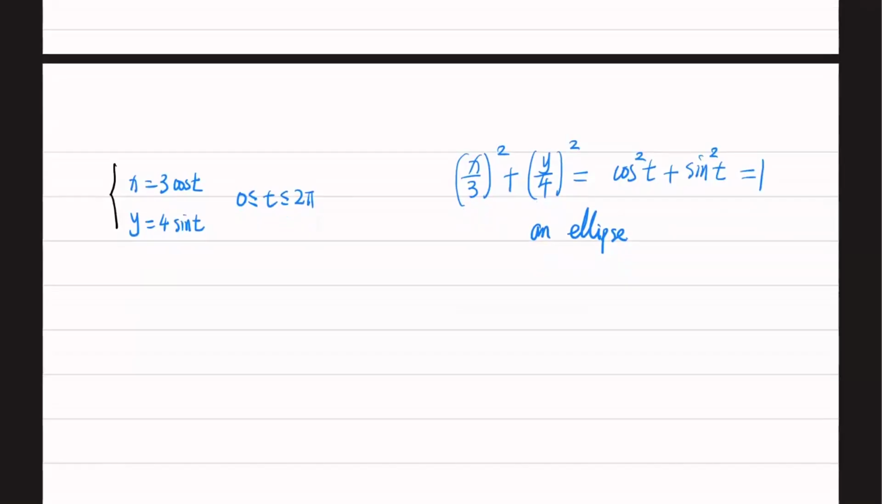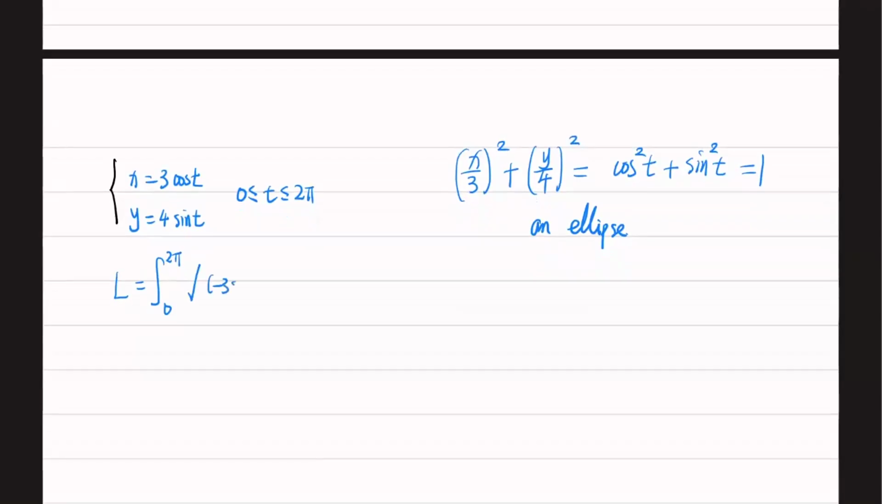And what's the arc length? From 0 to 2 pi. The derivative of x will be negative 3 sine t. The derivative of y is 4 cosine t, squared.